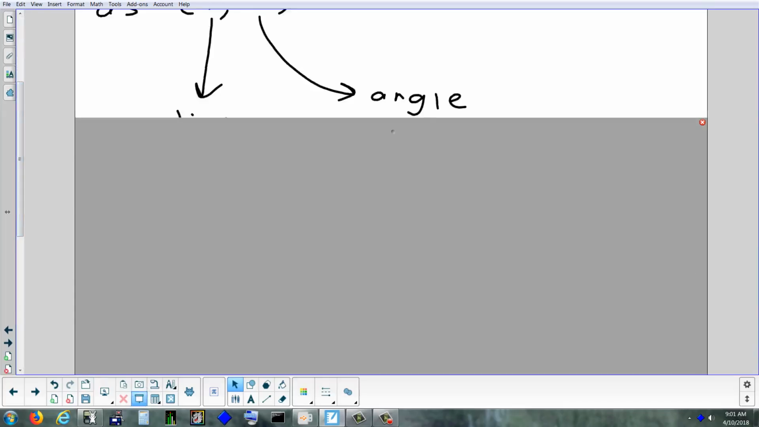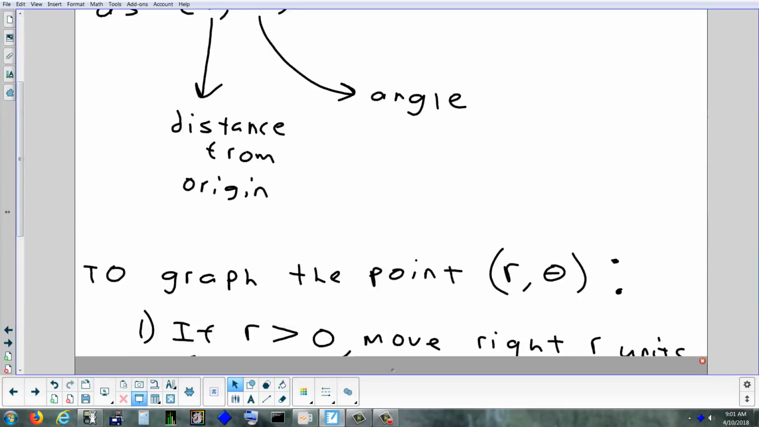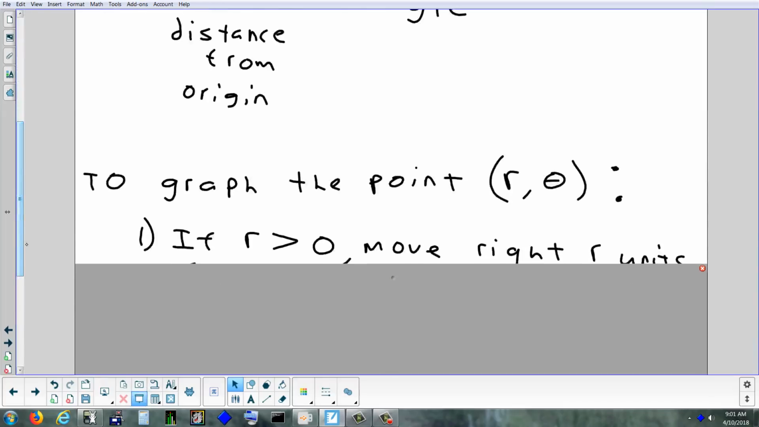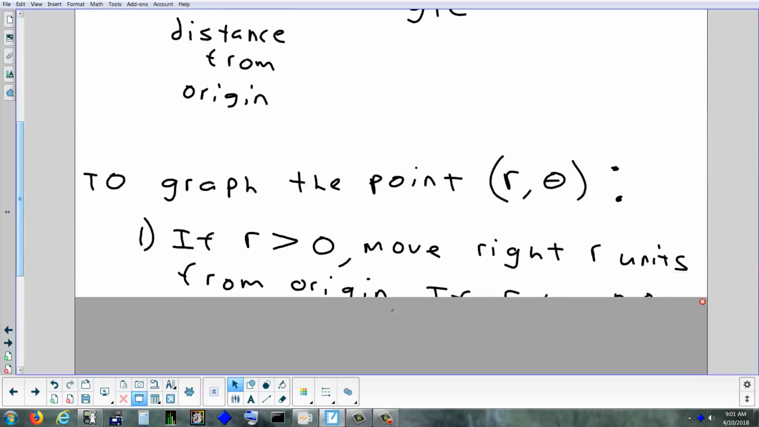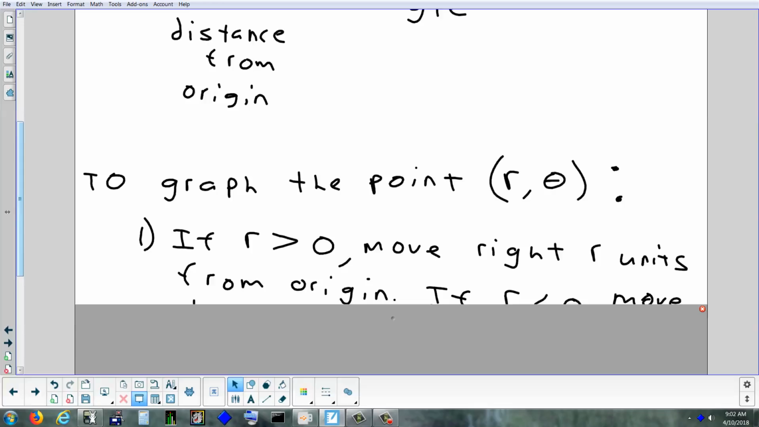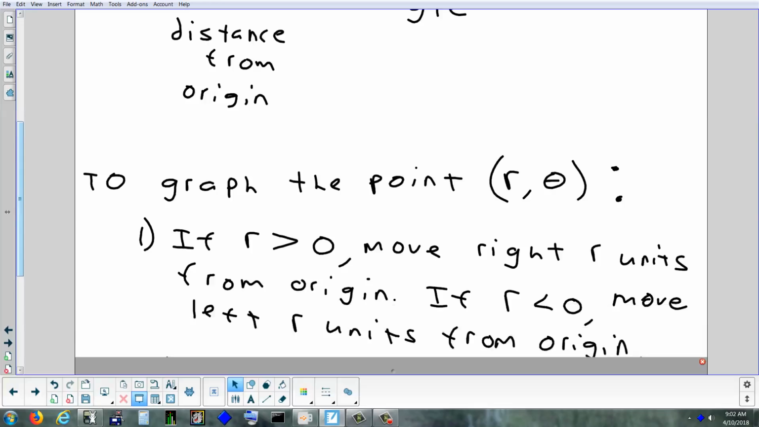All right, so if r is positive, you're going to start at the pole, or the origin, and you move to the right. So it's kind of like what you would do on the x-axis. It's kind of the same thing. You start at the origin, and then you move right. If r is negative, start at the origin, and you move left. How many units? Whatever r is. Okay, you move that many units.